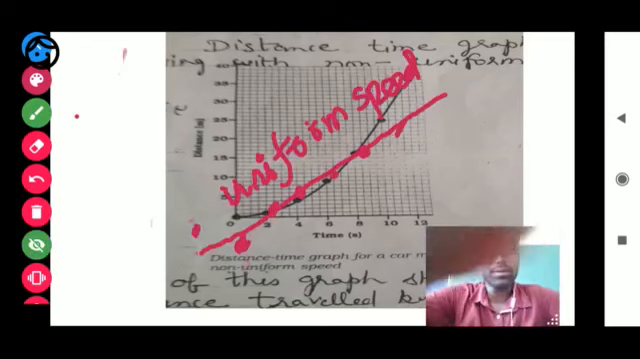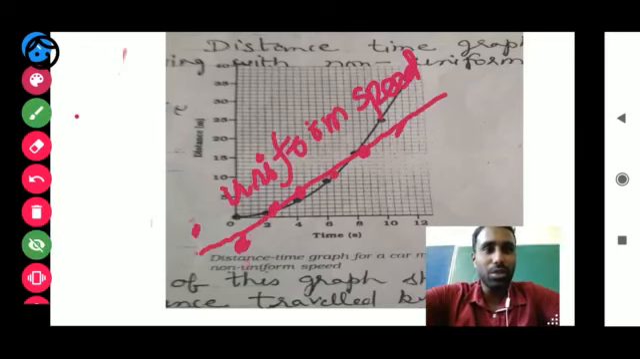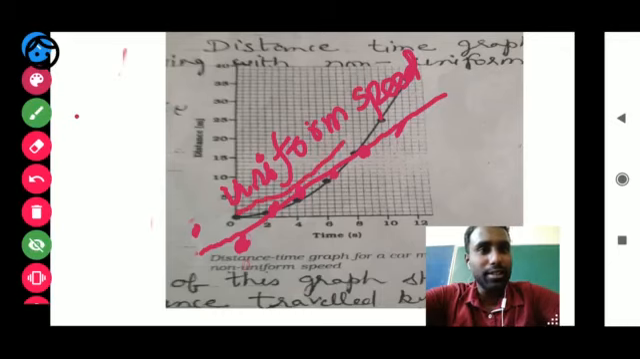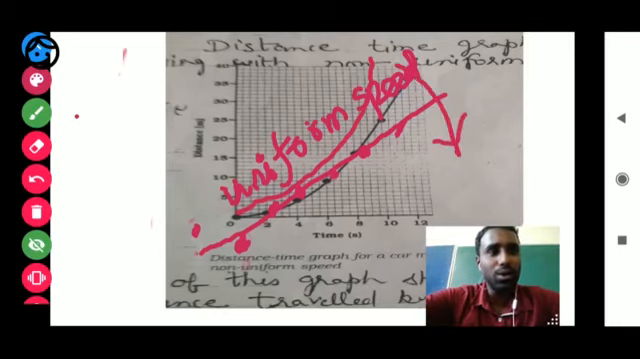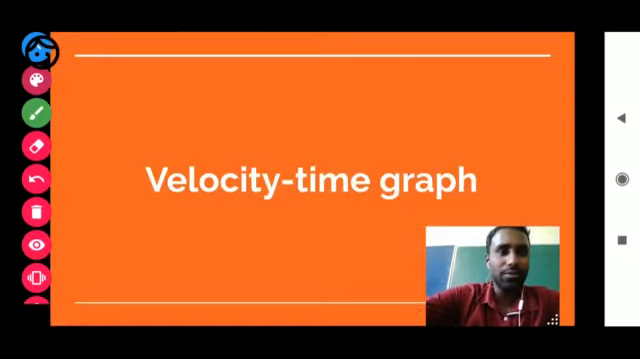See here, this is for uniform motion. For non-uniform motion, it can go like a parabola. This kind of curve it will go, so this is mentioned here as non-uniform motion. Speed-time graph, velocity and speed are mentioned here in the same sense.